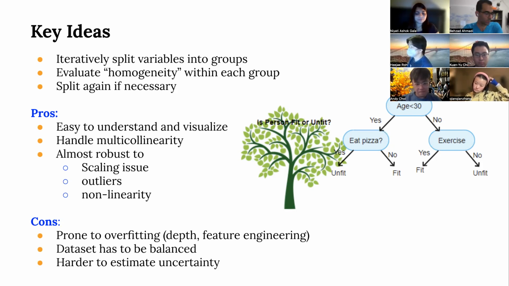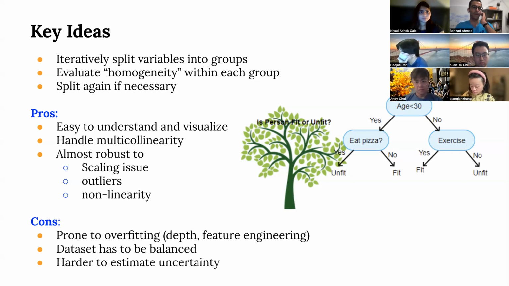So the example that I normally go by is this example of, is the person fit or unfit? And let's say the features that you have are the age, which is a numerical feature, whether the person eats pizza or not, which is a categorical feature, and whether the person exercises or not, also categorical. So we are dealing with 3 features. 2 of them are categorical, 1 is numerical.